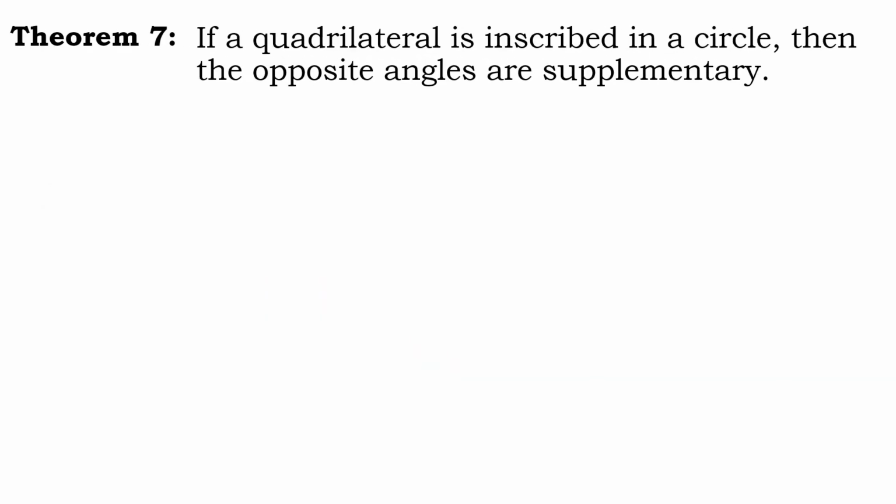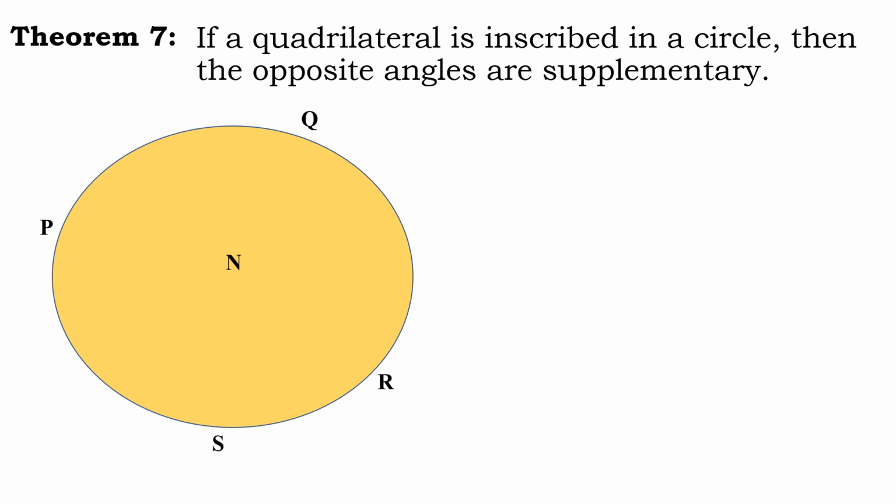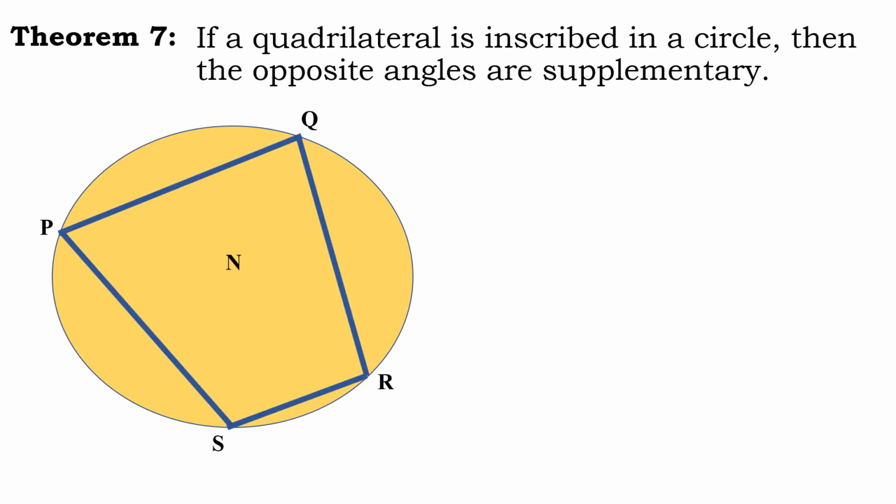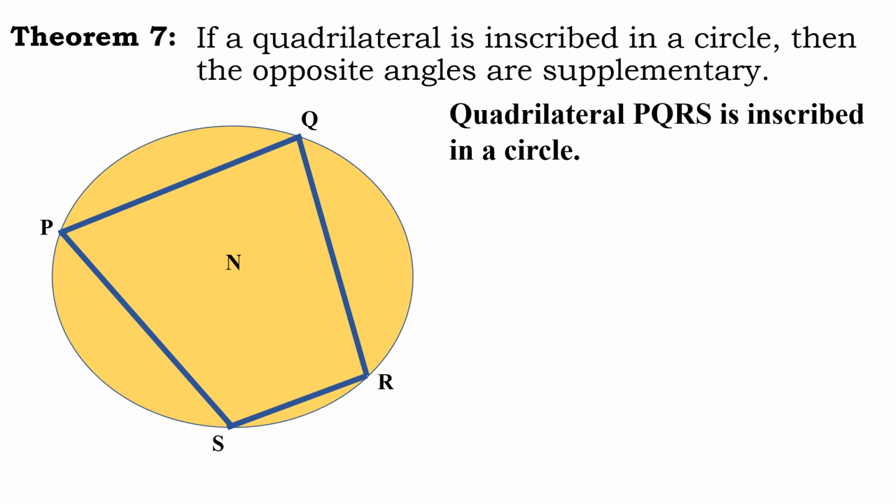Theorem 7. If a quadrilateral is inscribed in a circle, then the opposite angles are supplementary. I have here circle N and an inscribed quadrilateral. Let us name this as quadrilateral PQRS. Quadrilateral PQRS is inscribed in a circle. According to Theorem number 7, if a quadrilateral is inscribed in a circle, then the opposite angles are supplementary.